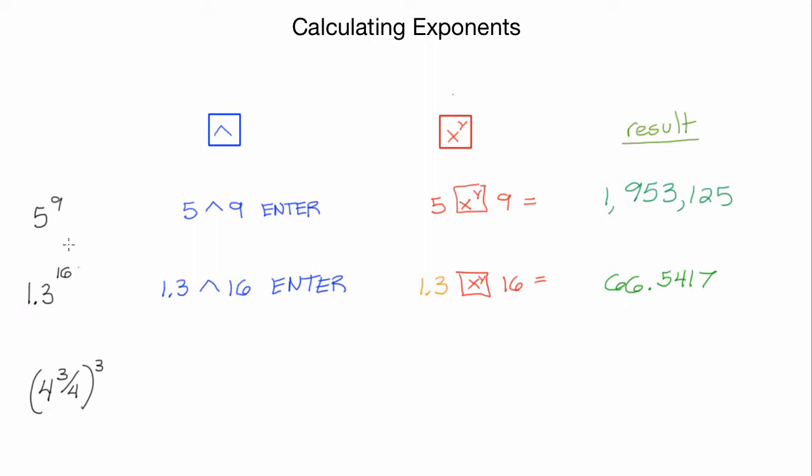So even though the exponent is a lot bigger, because the number is a lot smaller, I'm not ending up with quite as big a result as if I did, like this one's almost 2 million.